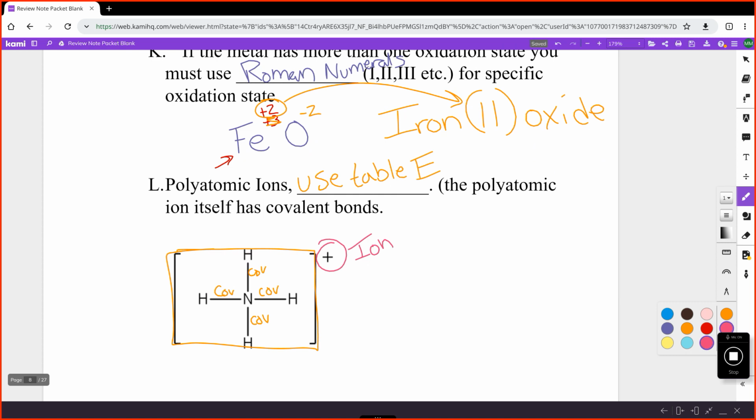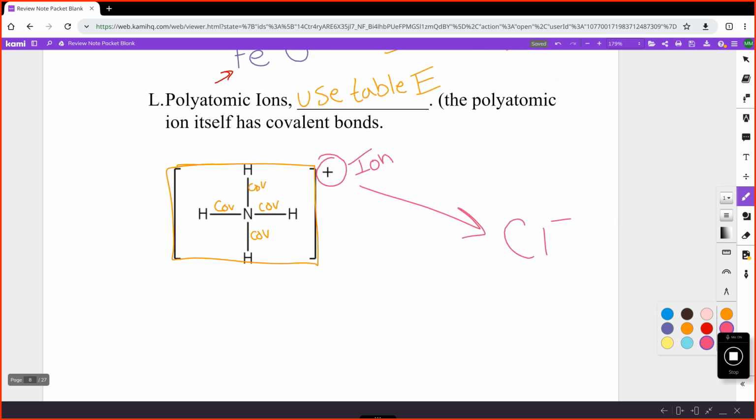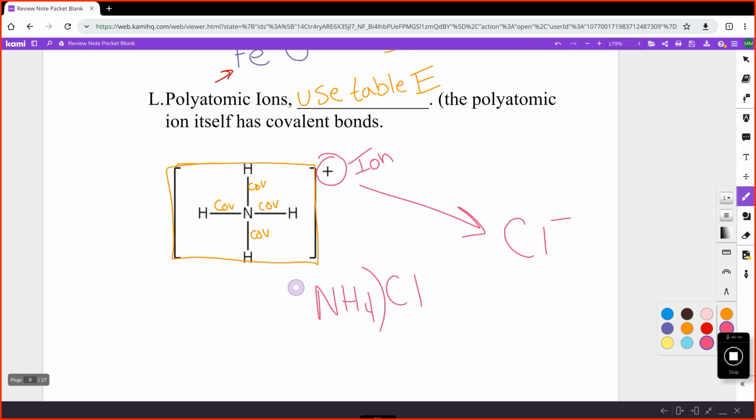And so this positive ammonium can attract a negative chlorine and form a molecule of NH4Cl, where that NH4 is the polyatomic ion holding it all together.